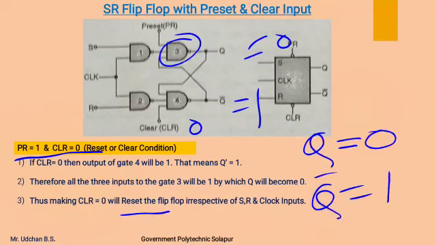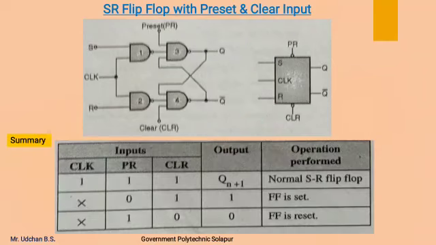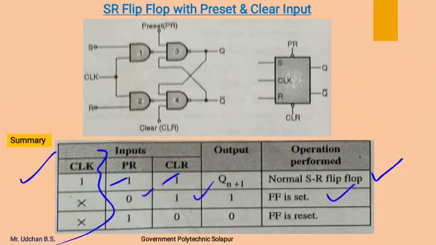So here we have summarized the concept of preset and clear inputs irrespective of the clock input. When preset and clear are 1 1, it operates as a normal SR flip-flop. When preset is 0 and clear is 1, the flip-flop gets set. When preset is 1 and clear is 0, the flip-flop gets reset.